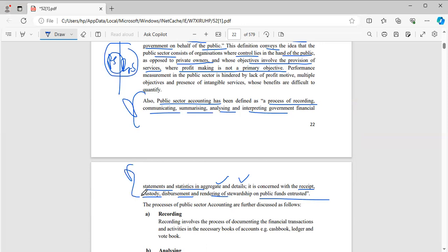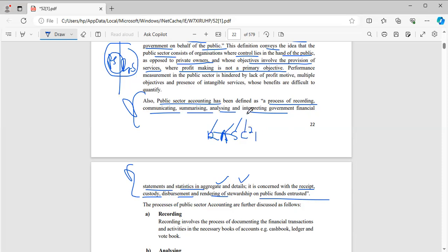I usually tell people, if you know how to define your normal private sector accounting, it is easier to define public sector accounting. All you need to do is to interchange the words, okay? When you're defining private sector accounting, you talk about recording, communicating, summarizing, analyzing, whatever. So I gave my physical class students an acronym known as RASCI, okay? This is the recording. This is A, analyzing. Once you analyze, you summarize. Once you summarize, you communicate.